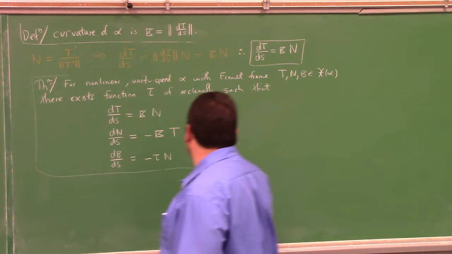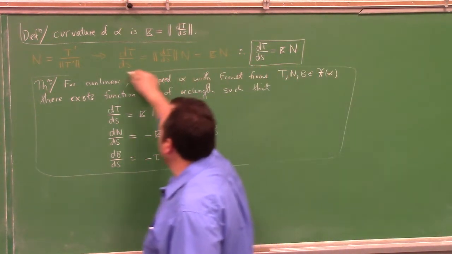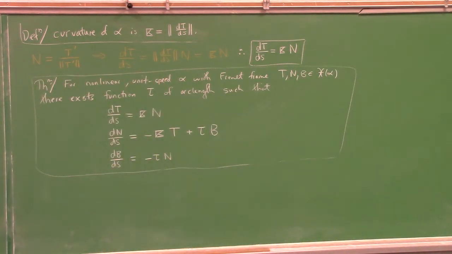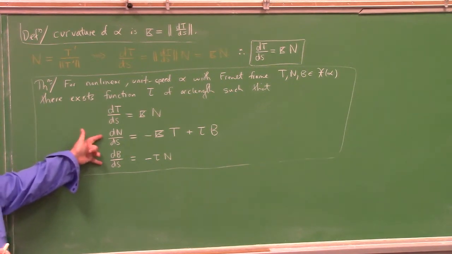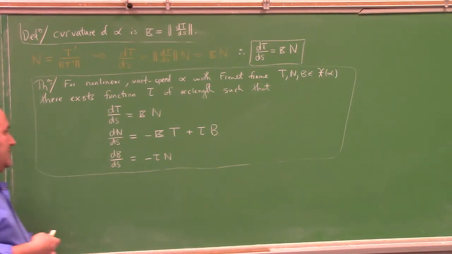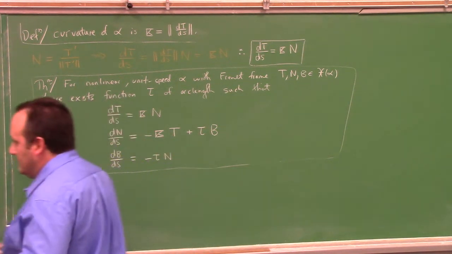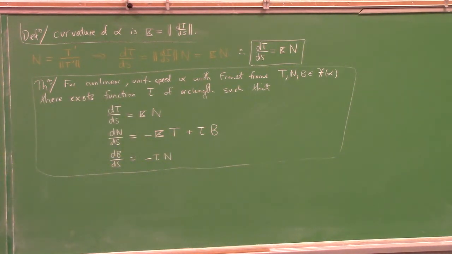And you notice that we've already proved the first third of it, right? Because we already have that dT/ds is kappa n. That's already done. And we've already shown that T, N, B form a frame, so that's already done. So what remains is to prove that dN/ds and dB/ds are as advertised, all right? So how do you capture what dN/ds is? Well, actually a lot like what I did over here.